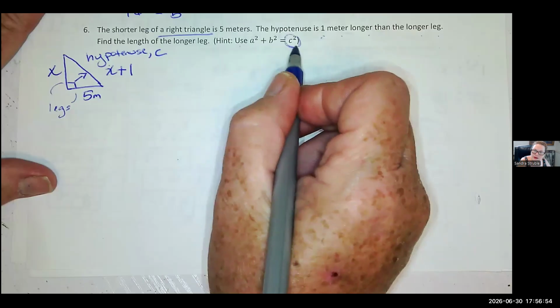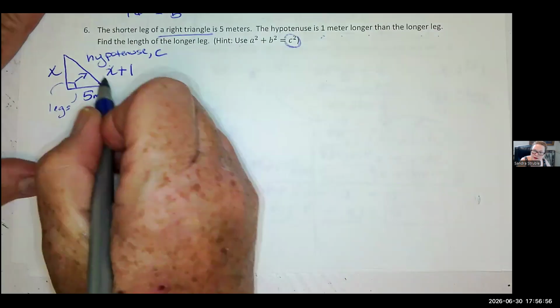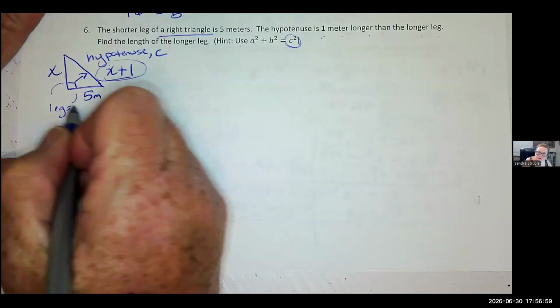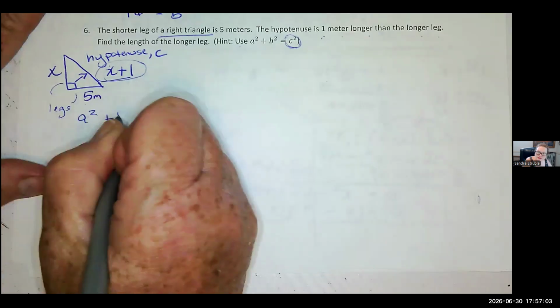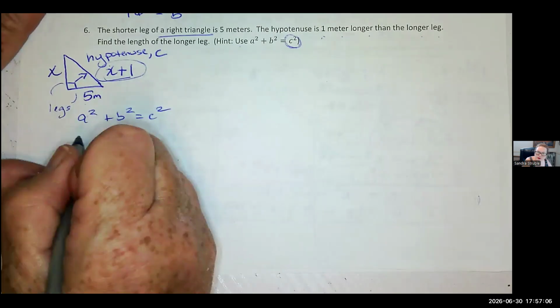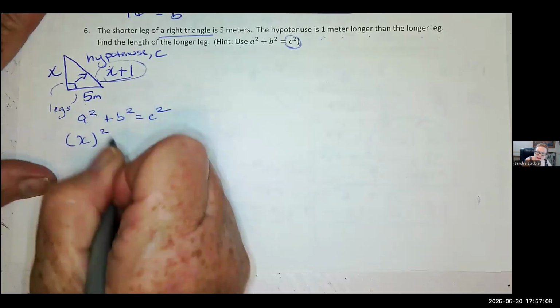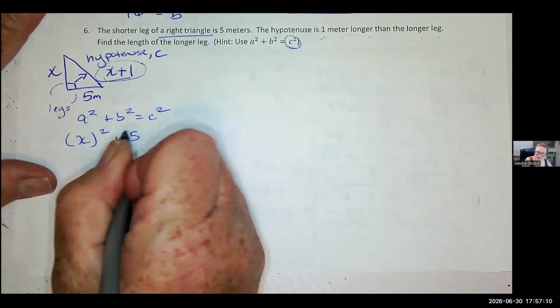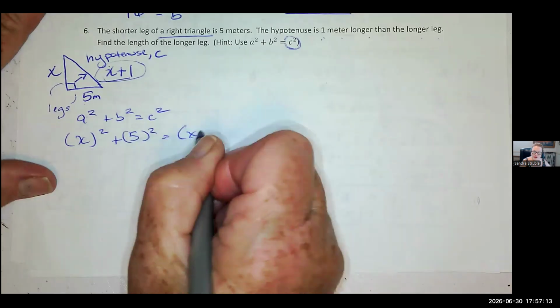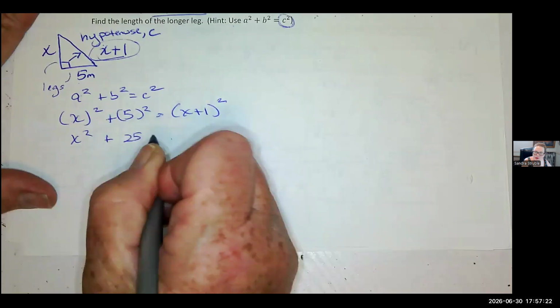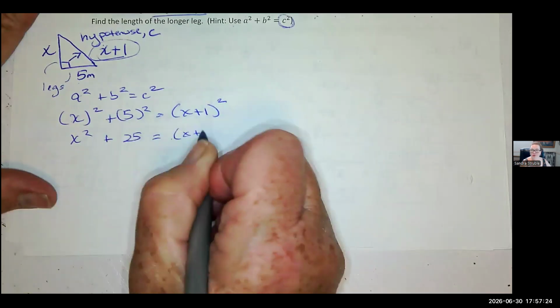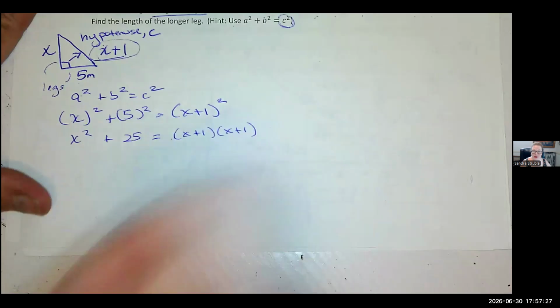C is the only one you've got to get placed in the right place, and that is this guy right here. So it doesn't matter which one's A or B. I'm going to go with, we'll call A X, B would be 5, and C is X plus 1. And they all have to be squared individually. X squared plus 5 squared, which is 25, is equal to, now this is X plus 1 times X plus 1. Use distributive, FOIL, box, whatever method you use to multiply these two binomials.